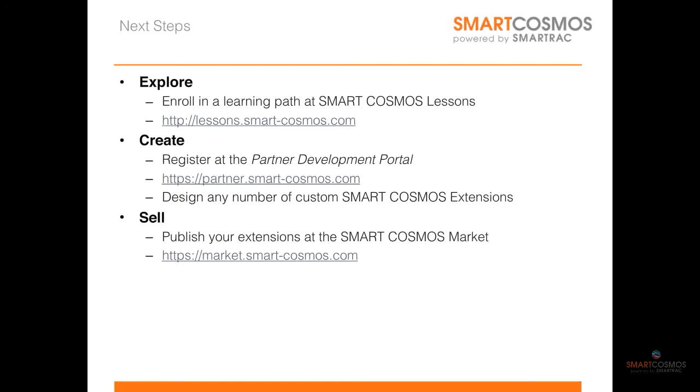The next steps include exploring the learning paths at Smart Cosmos Lessons. If you don't already have a code, create your own account at Smart Cosmos Lessons to become a Smart Cosmos certified engineer, just email us at api@smarttrack-group.com. After you've explored, you can then create and register your creations with our partner development portal, design any number of custom Smart Cosmos extensions, and ultimately sell them in our Smart Cosmos market.